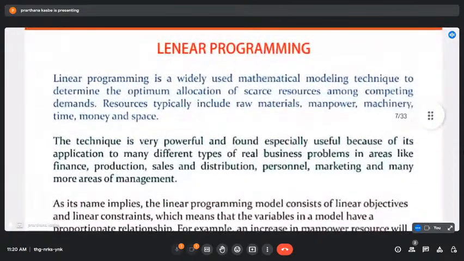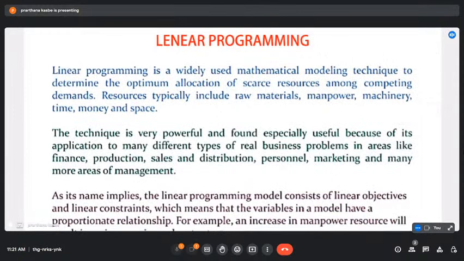त्याच्यानंतर आपण बघणार आहोत लिनियर प्रोग्रामिंग, ज्याला आपण रेषीय प्रोग्रामिंग असं म्हणतो किंवा रेषीय कार्यक्रम. So linear programming is widely used the mathematical modeling technique to determine the optimum allocation of the scarce resources among the competing demands.